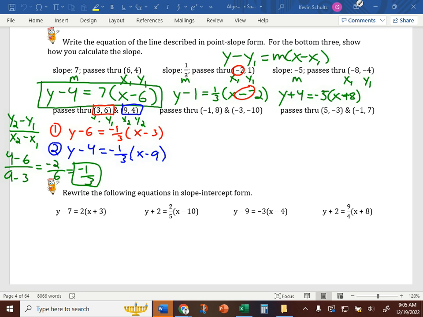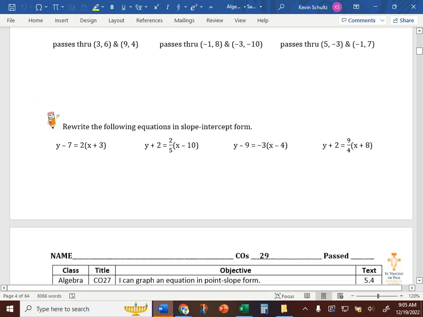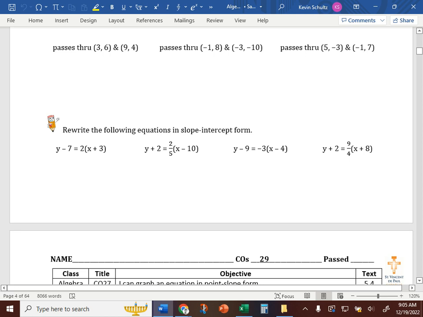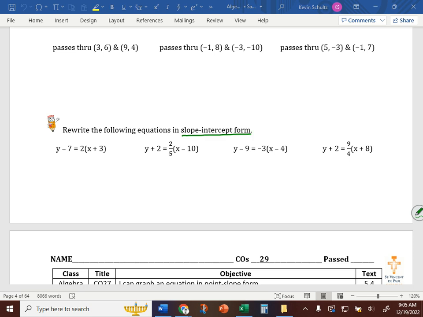7th grade algebra, and anyone from 8th grade who wants to, a little bit more of a challenge, your homework will include the bottom part where it says rewrite the following equations in slope-intercept form. Okay? So these are given to you in point-slope form, and your job is to convert them into slope-intercept form.